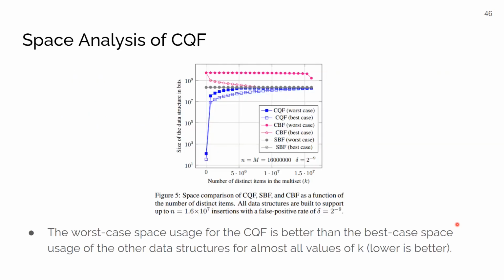In this graph, we see the space comparison of CQF, SBF, and CBF as a function of the number of distinct items. On the horizontal axis, we have the number of distinct items in the multiset, that is k, and on the vertical axis, we have the size of the data structure in bits. As we can see, the worst case space usage for the CQF is better than the best case space usage of the other data structures for almost all values of k.